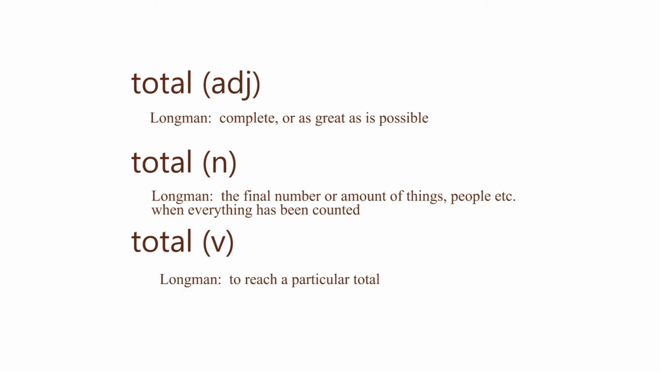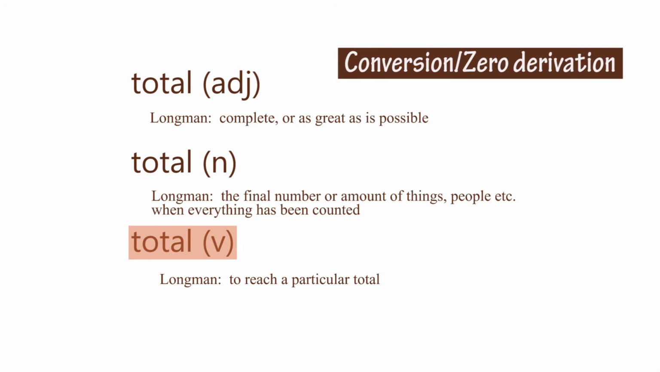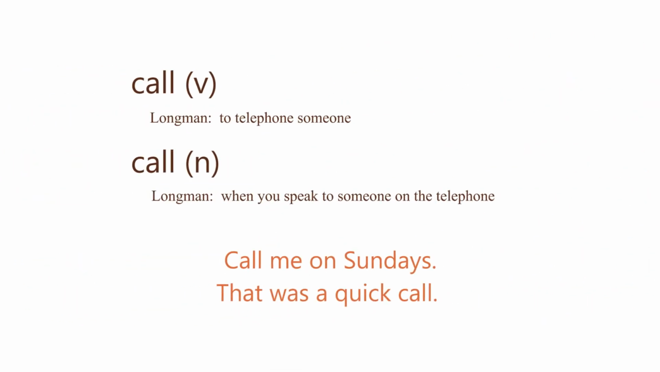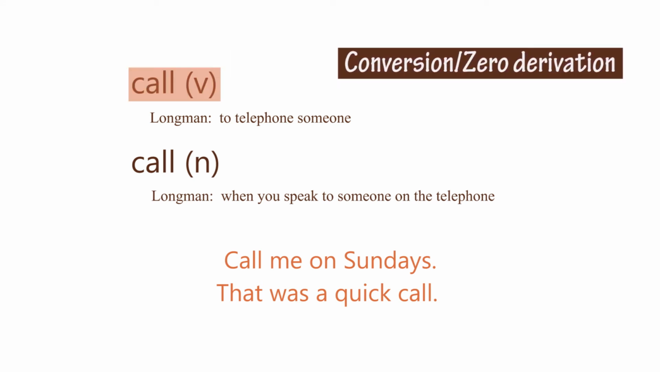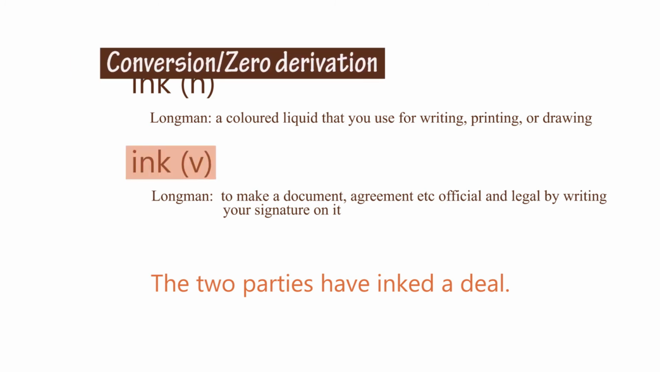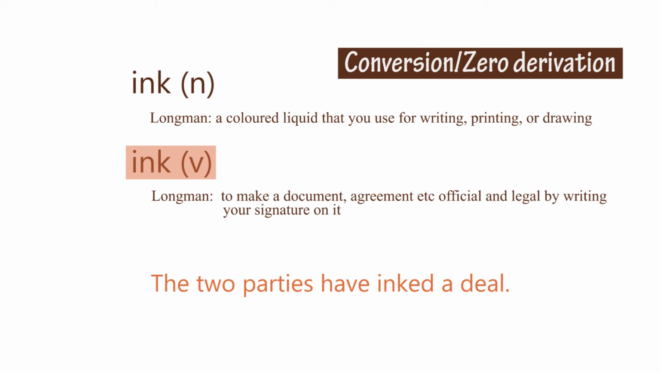So what is the language of this? You can say total, the verb, has been formed through the process of zero derivation from total, the adjective. Total, the verb, or total, the noun, it applies to both. Or call, the noun, has been through the morphological process of conversion from the verb call. The same applies to ink. The verb ink has been derived through zero derivation or through conversion.